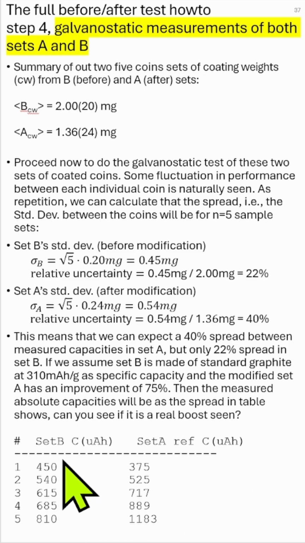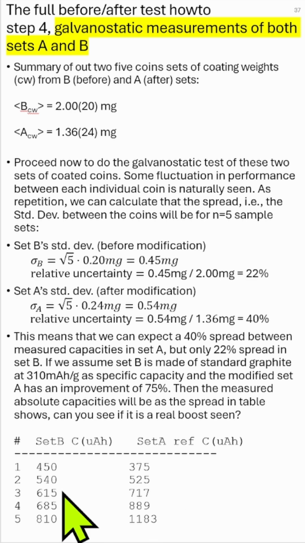So here we see the capacity in microampere hours for the before, the B set, before modification. We're measuring 450, 540, 615, 685 and 810. And in the coin sets with the modified electrode material, we're measuring 375 microampere hours, 525, 717, 889 and 1183. And as I said, we would have a larger spread in the A set. We see that in the data here.